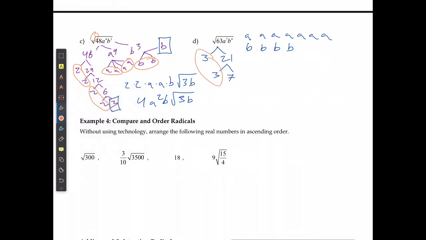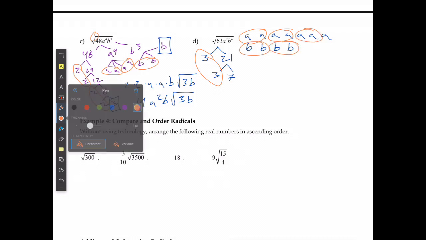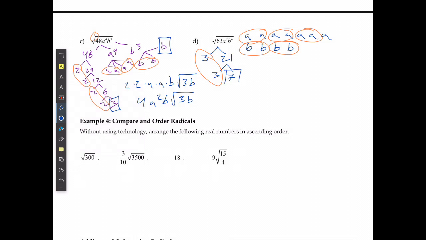So I have 2 3's, I have a set of A's, set of A's, set of A's, set of B's, set of B's, and I have a 7 remaining, and I have an A remaining. So what I actually have is I have 3 on the outside, I have 3 A's, I have 2 B's I'm going to move out, and then left on the inside I'm going to have 7A.